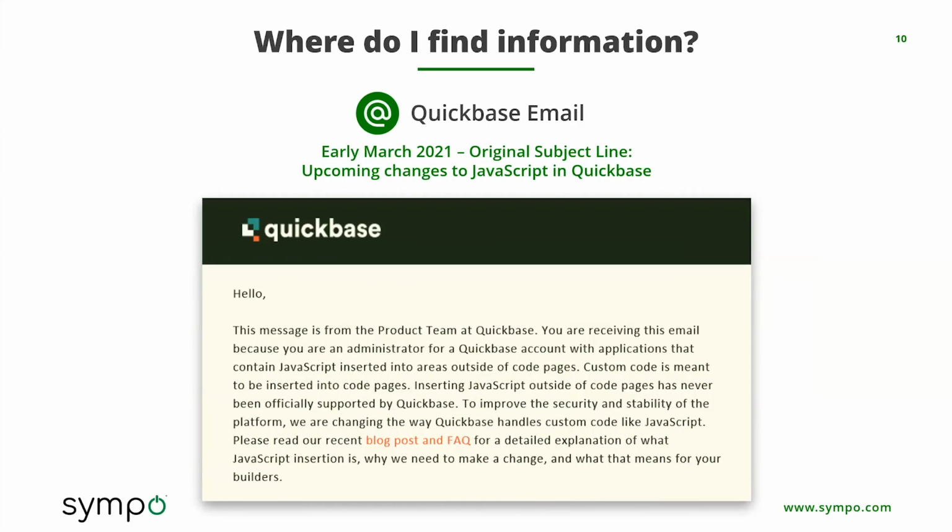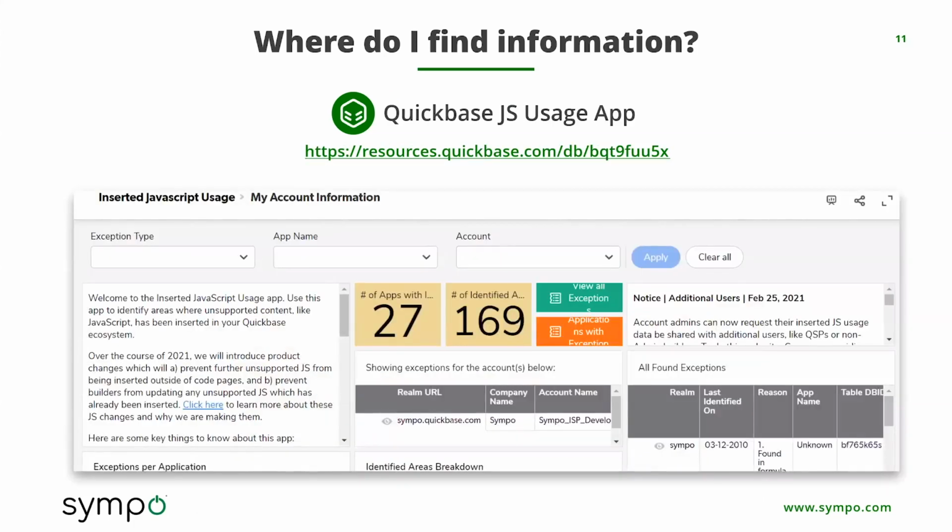Second place you can look is the Quickbase email you should have received in early March. If you'd like to search for that email, the subject line reads, "Upcoming changes to JavaScript in Quickbase." That email contains very critical information, such as this link, which will take you to your Quickbase JavaScript usage app. This app is great. It provides information about where JavaScript is found throughout your realm and gives you specific details, such as the app name, table name, and field name and ID. It will definitely help you with your remediation plan. We have been using our app on a daily basis.